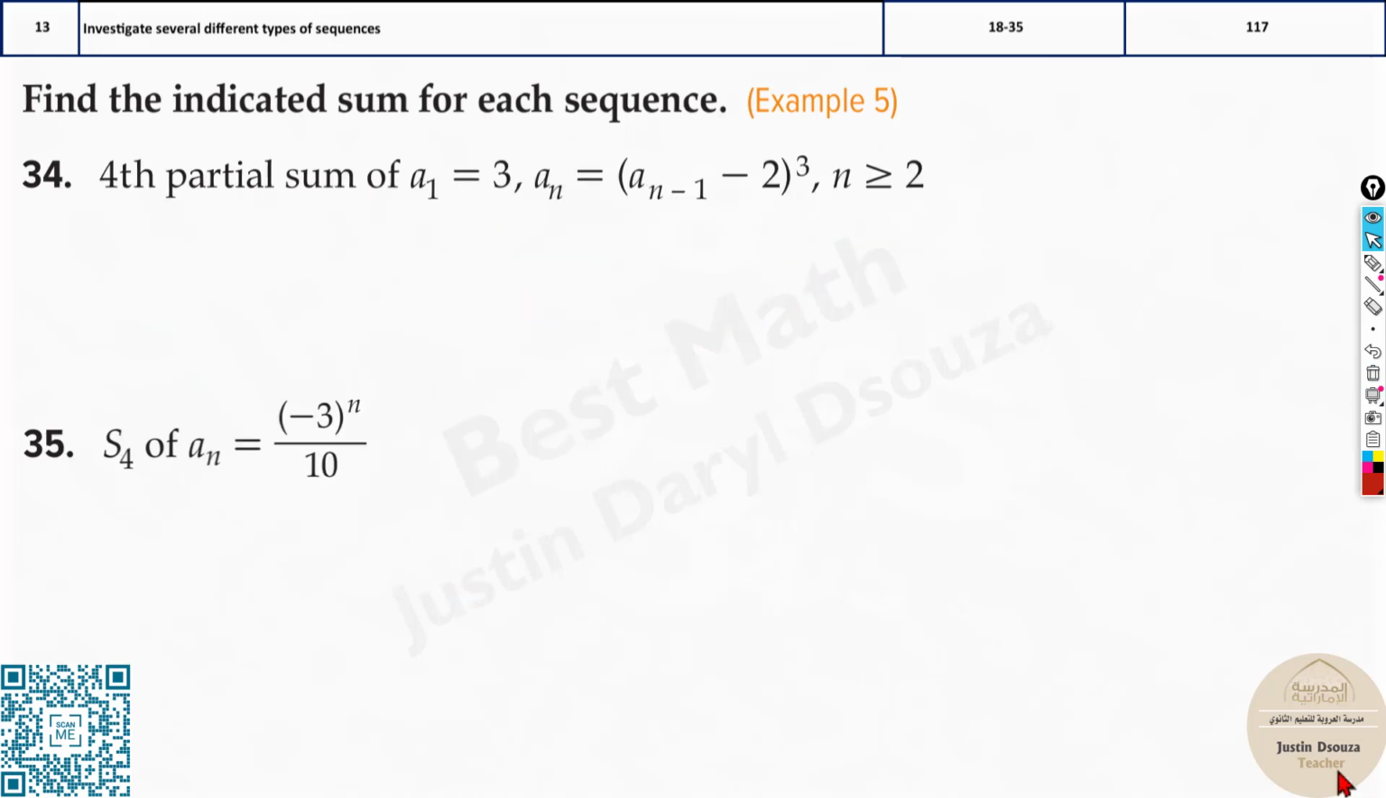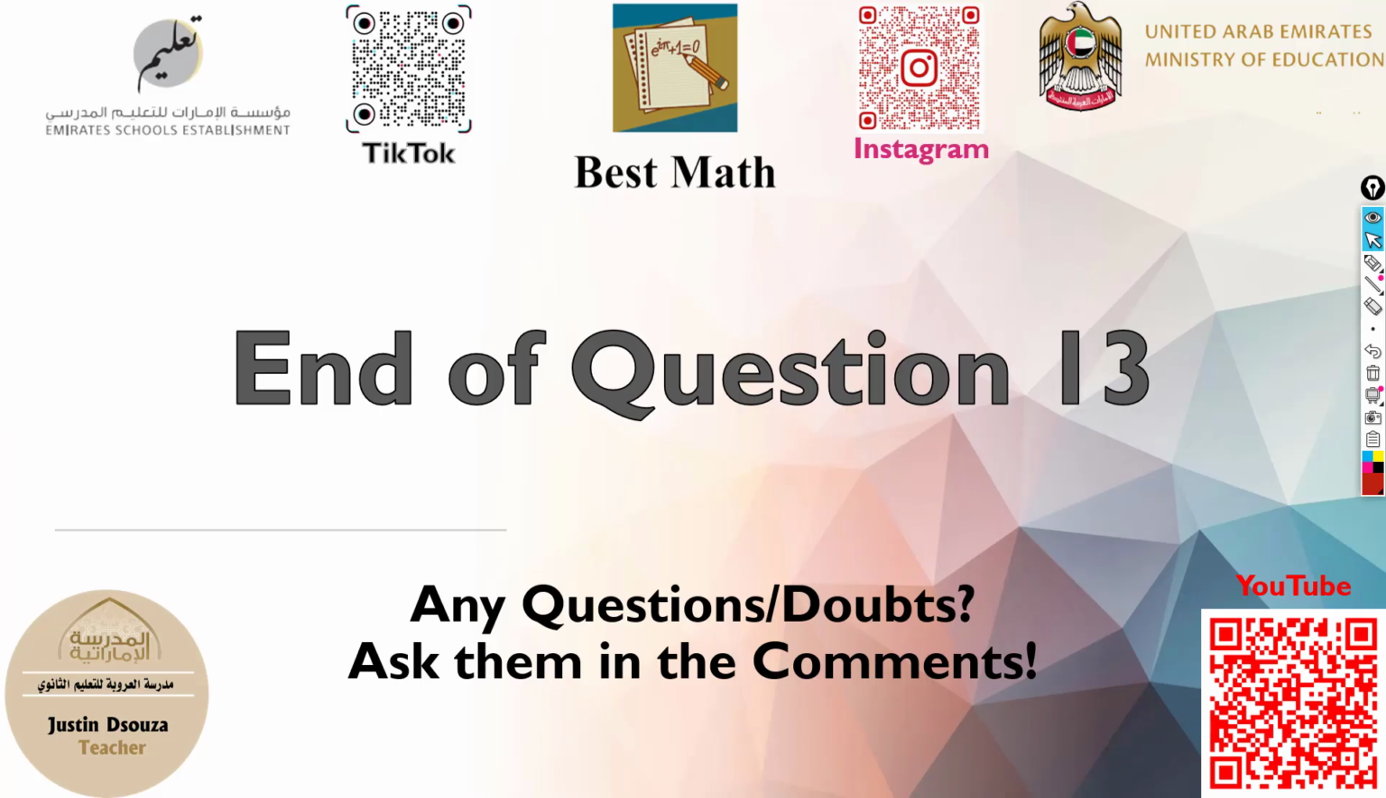And similarly, you can please solve the others. They're all simple problems. Here, fourth partial sum means the same thing as S4. You need to do the same thing here. That is the end of question 13. An easy concept. But since it's the electronic part, you can easily use your calculator and figure out the correct option.